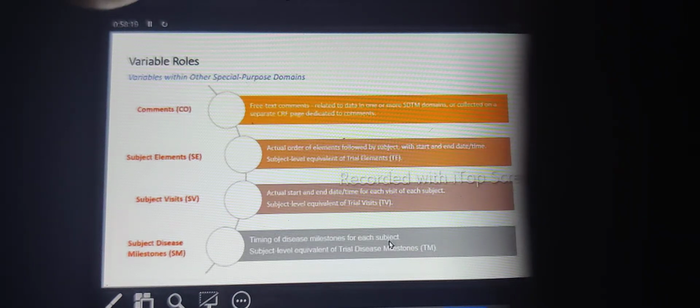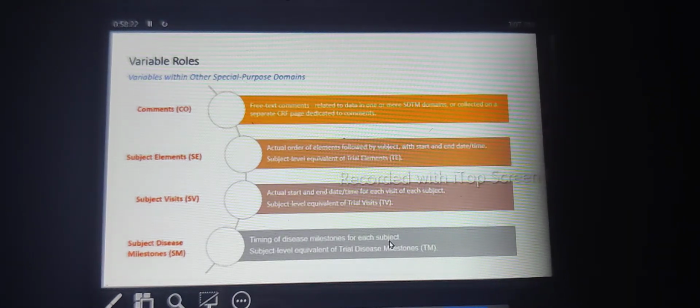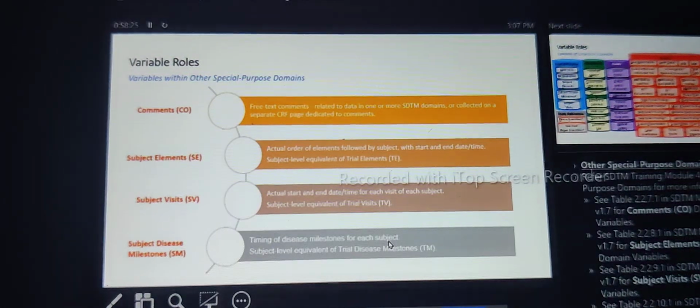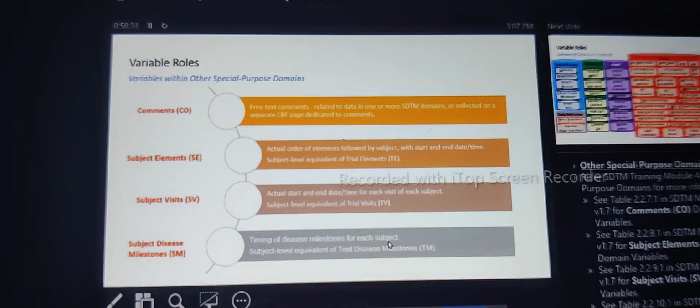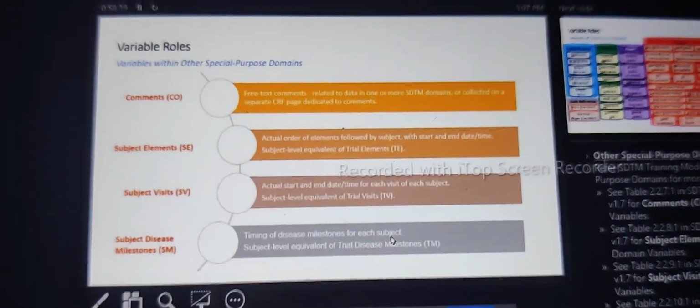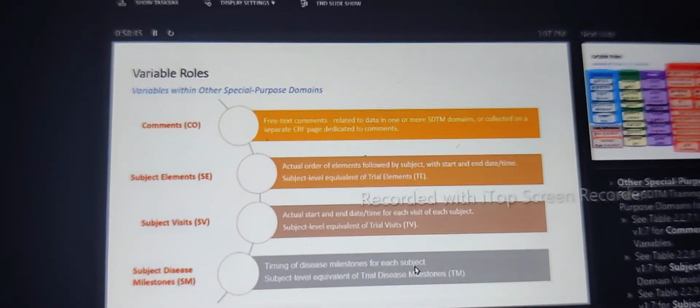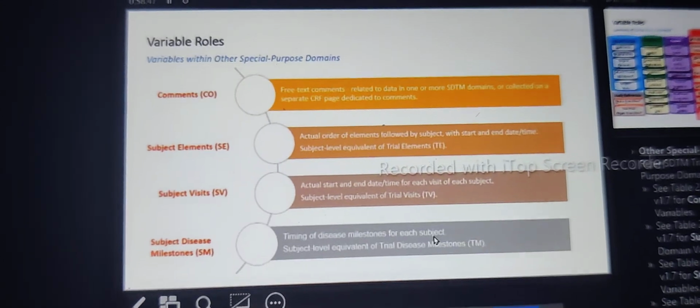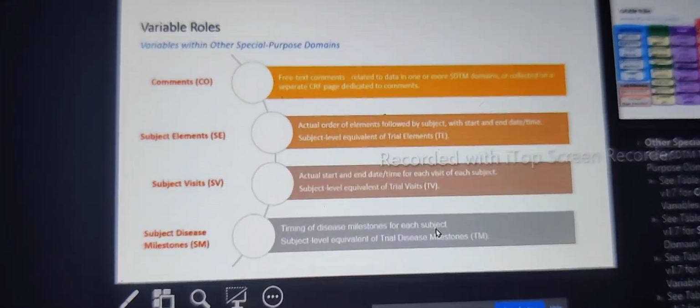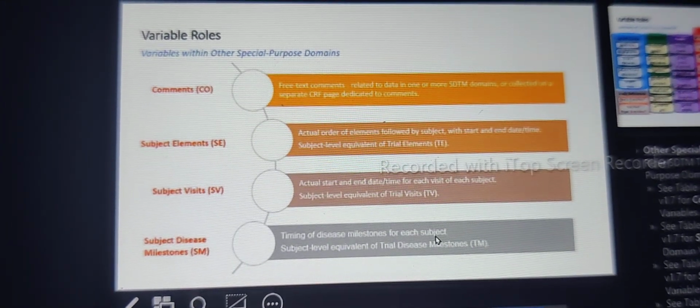Okay, so again the subject visits, you know, right, the actual start and end dates for each particular visit. We used to have the planned visits as well as the unplanned visits, the unscheduled visits. So what is the difference between trial visits and subject visits? We have the trial visits and subject visits, right? Trial visits are according to the protocol we decide, and subject visits are the actual visits the subject has attended.